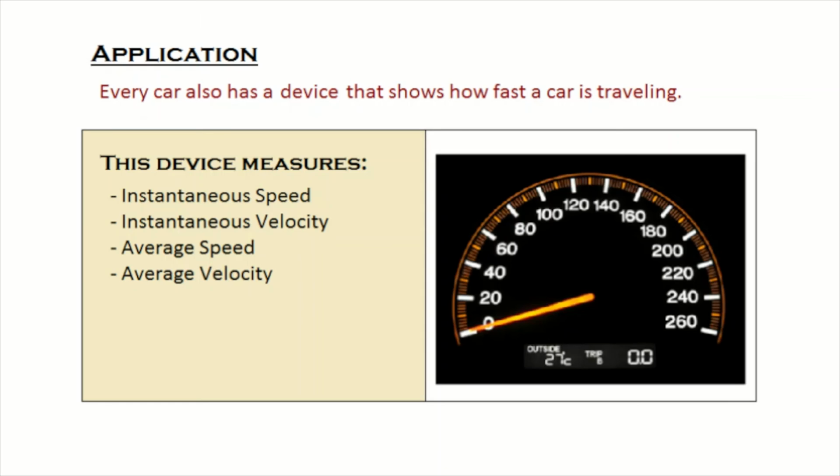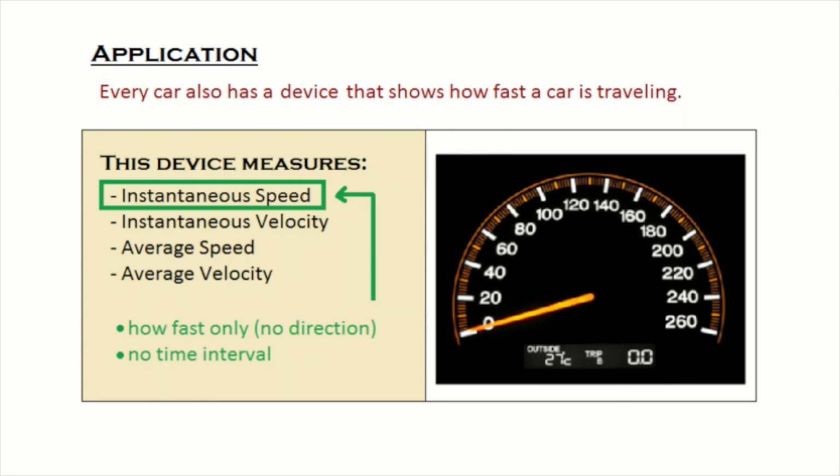Another real-world application, another meter in your car. This one helping us with how fast the car is traveling. The question is, of the 4 previously discussed rate terms, which one is this meter showing? The answer would be instantaneous speed. There's 2 reasons for this. This meter tells us how fast we're going and does nothing to tell us what direction we're traveling in. So we'd rule out velocity for that reason. There's also no time interval over which this measurement is recorded. It's at any instant. When you look down at it, it's telling you how fast the car is moving right then. So we're going with instantaneous speed for this application.